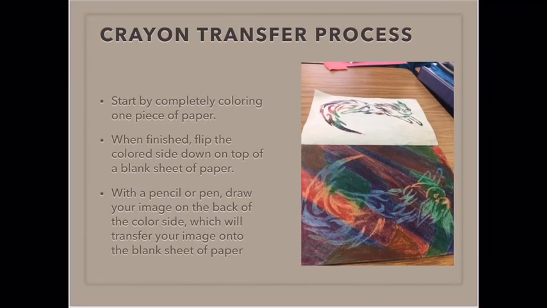The crayon transfer process is a little different. You start by coloring one full piece of paper, and then when you're finished, you flip the colored side down on top of a blank sheet of paper. So you have two papers stacked on top of each other, and you have the back of your colored sheet facing you. So with a pencil or pen, you draw your image on the back of the colored side, which will transfer your image onto the blank sheet of paper. And you can see that the student off to the right did just that.